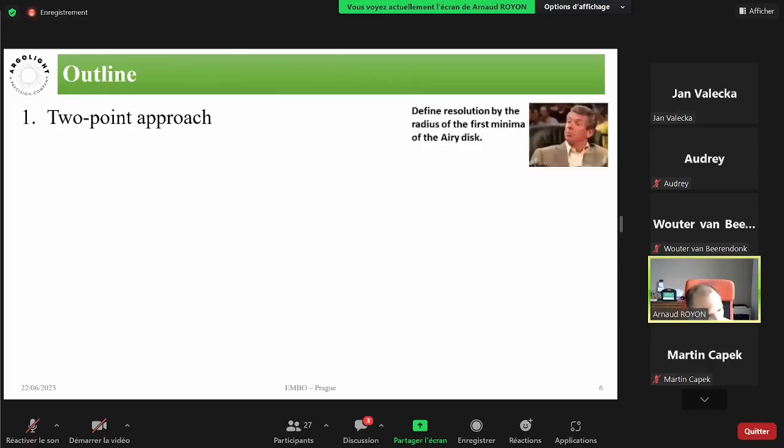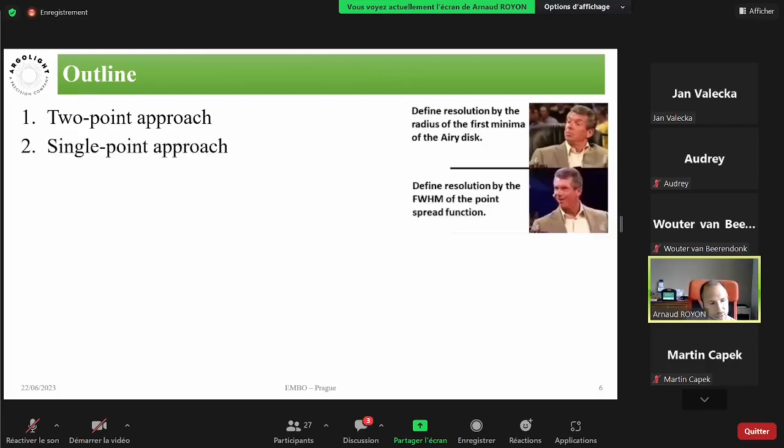So during this talk, I will talk about three different approaches to measure the resolution. The first one, I will first talk about the two-point approach, which defines the resolution by the radius of the first luminal BRDs. I will then present the single-point approach, which defines resolution by the full width at half maximum of the point spread function.